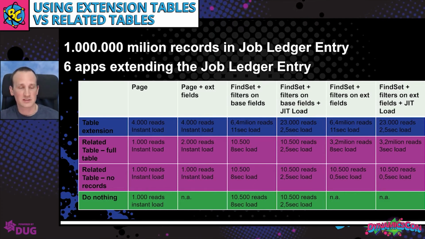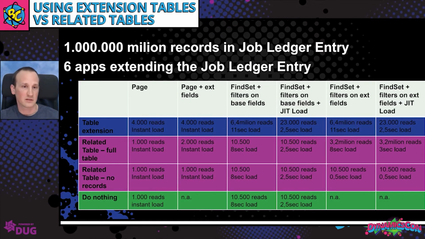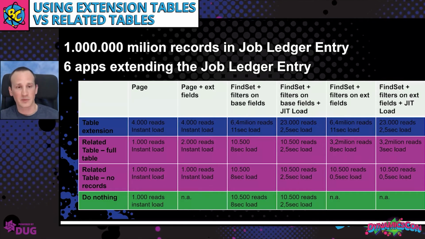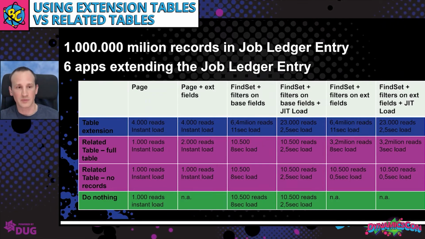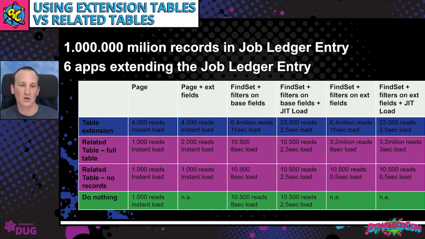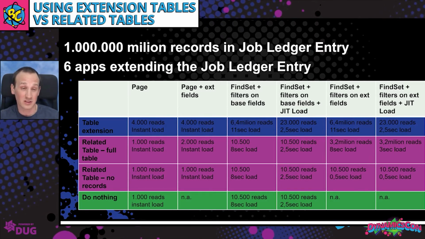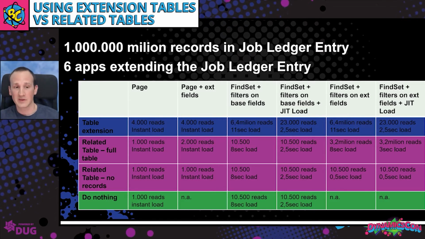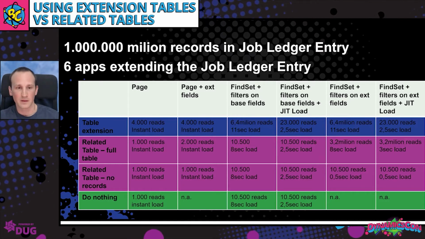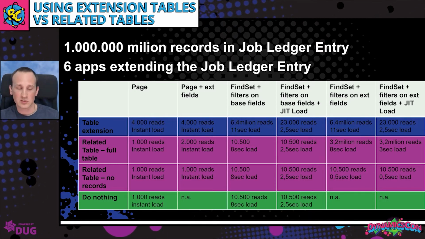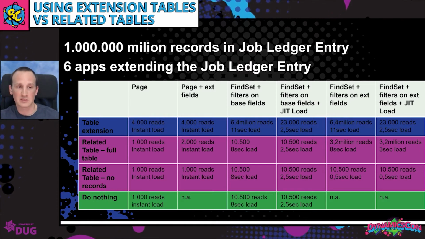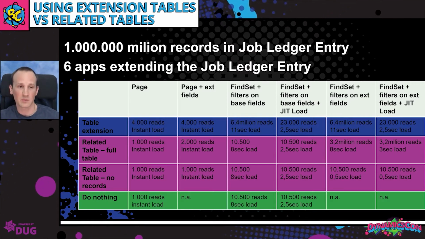This page does not show any extended fields. This means that although the field is not shown on the page, using the table extension approach, the read count will be much higher, because the field in the extension table will still be read. It doesn't seem to incur any problem, because the load is almost instant, and with 6 apps and that many records, it's still not a problem.